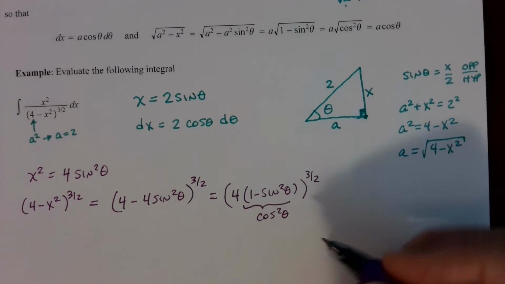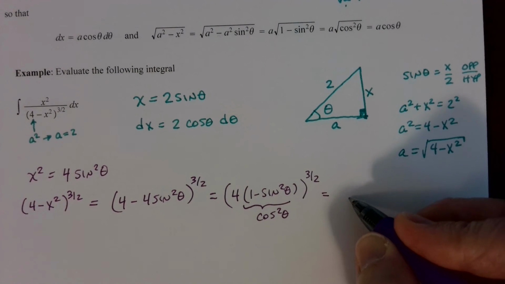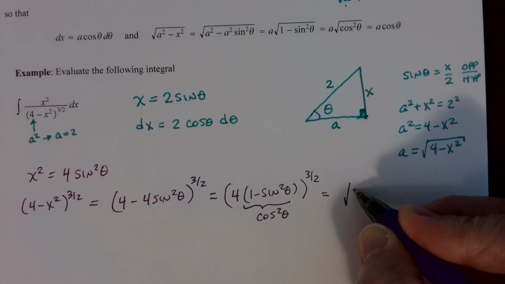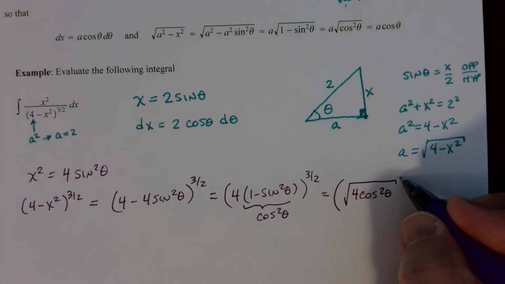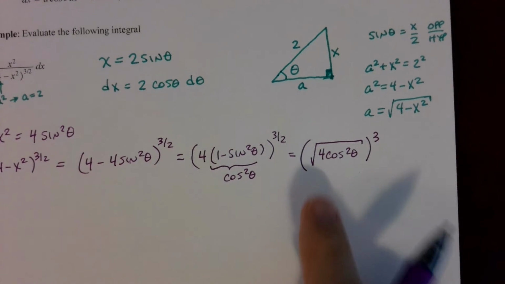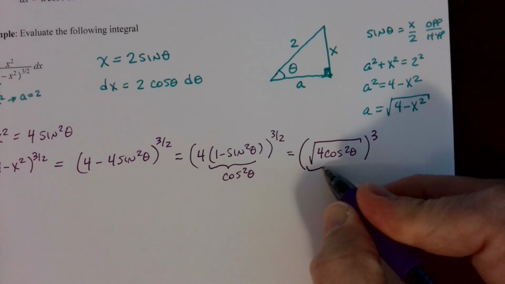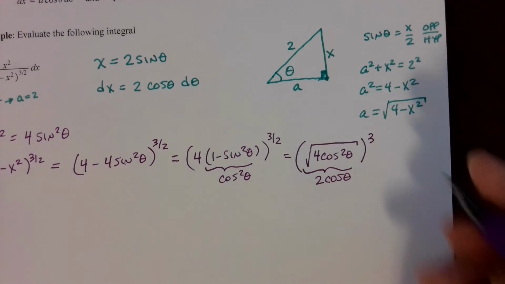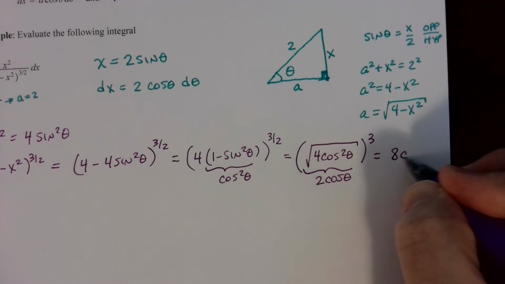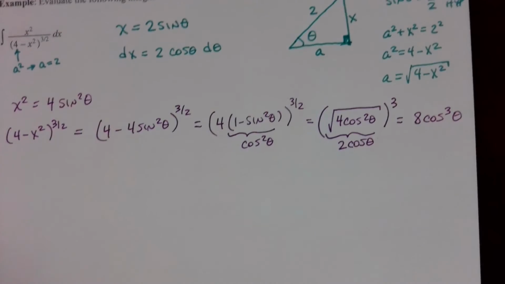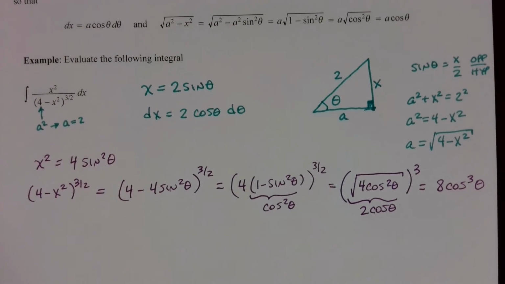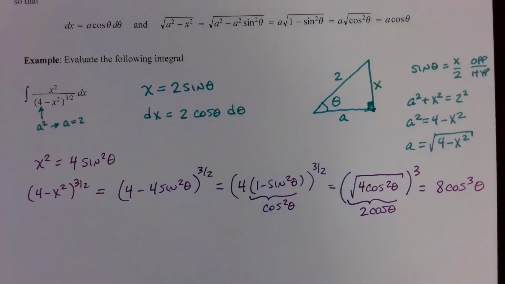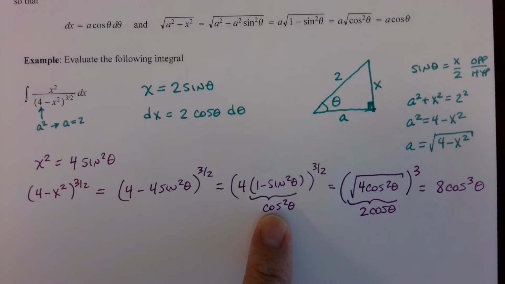Okay. So I got 4 cosine squared theta. Now to the 3/2 power, what's that? That is the square root of 4 cosine squared theta, cubed. And what happens when I take the square root of 4 cosine squared theta? I get 2 cosine theta, don't I? And then cube 2 cosine theta, I get 2 cubed, which is 8 cosine cubed theta. So I've used the Pythagorean identity in that, right? The fact that cosine squared theta plus sine squared theta is 1, and so 1 minus sine squared theta is cosine squared theta.